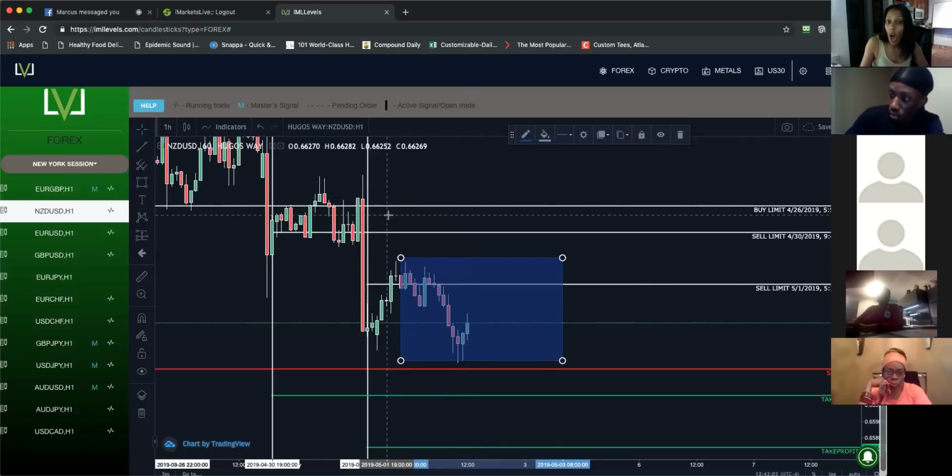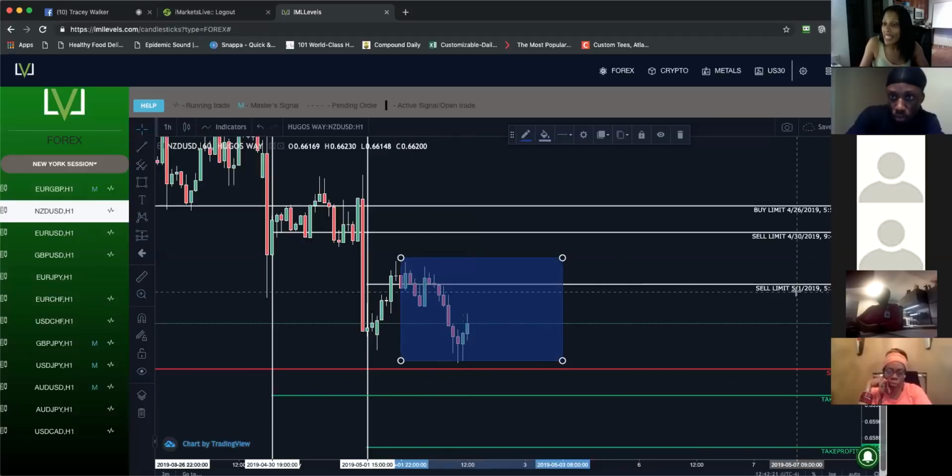Right? So price is already up. It comes down to the line. It turns around and goes back up. With the sell, it creates like an upside down peak, a peak of a mountain. It's already below. It comes up to the line. It turns around and goes back down.